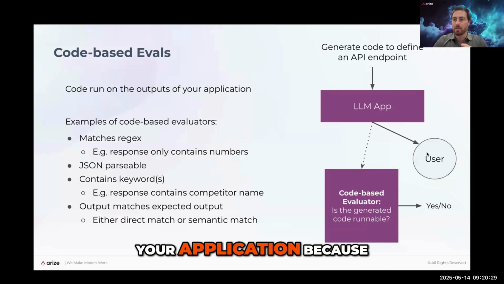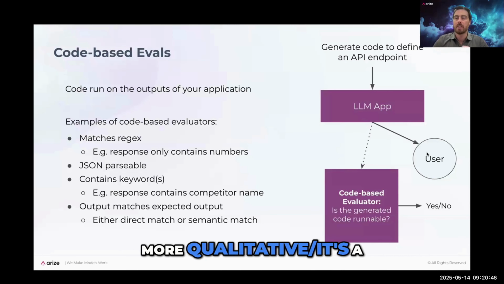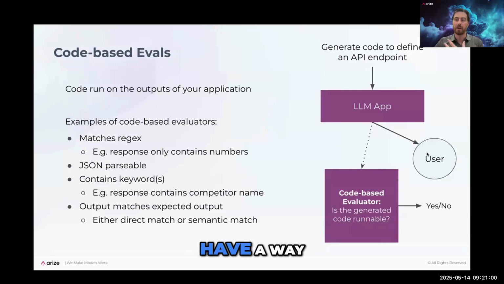But because it's code, you have to be able to write the eval in code. So you're limited on the kind of thing that you can evaluate. You can't really write a hallucination eval using a code-based approach. You kind of have to use an LLM because it's a little bit more qualitative, a little bit harder to define in pure code. Code-based evals do work great for things like whether responses match regexes, whether the response is JSON parsable, especially if you're working with models that don't have structured output or don't have a way to enforce structured output. It's very helpful to be able to use one of these evaluators.